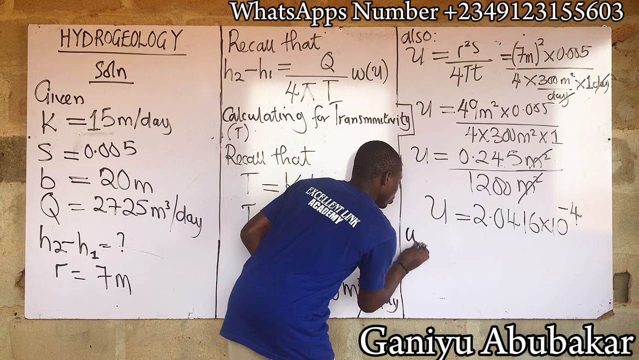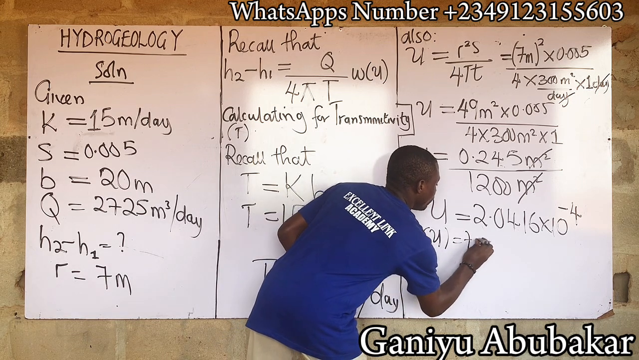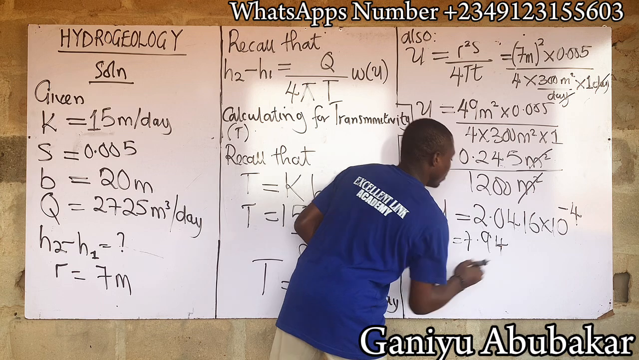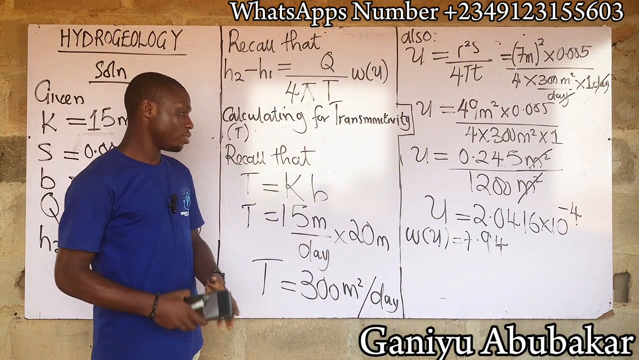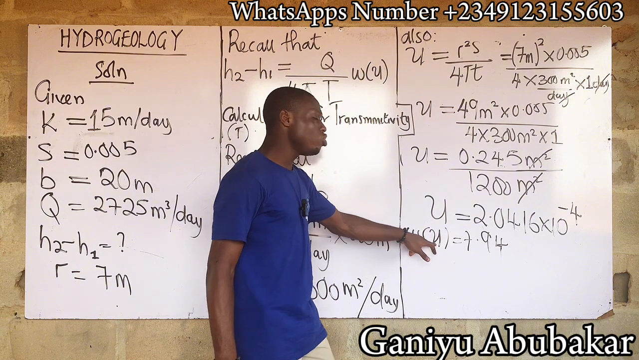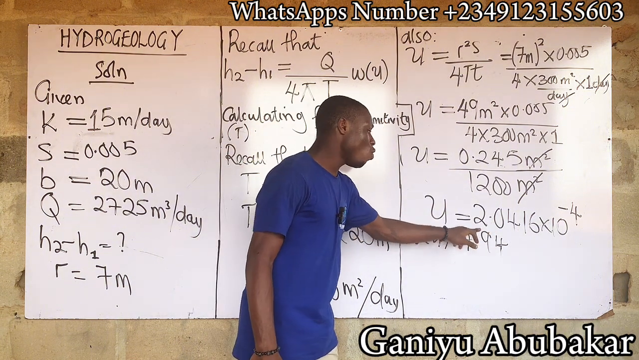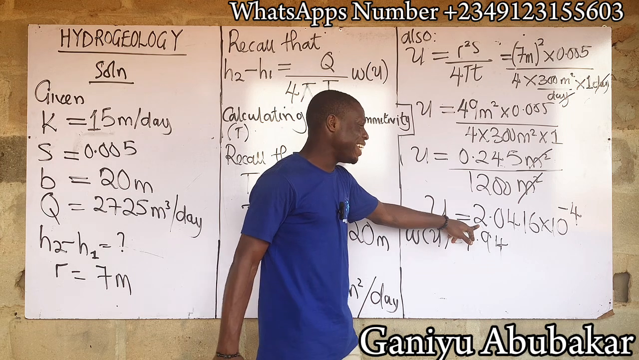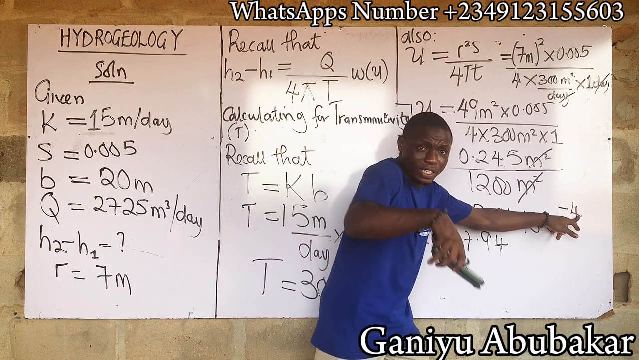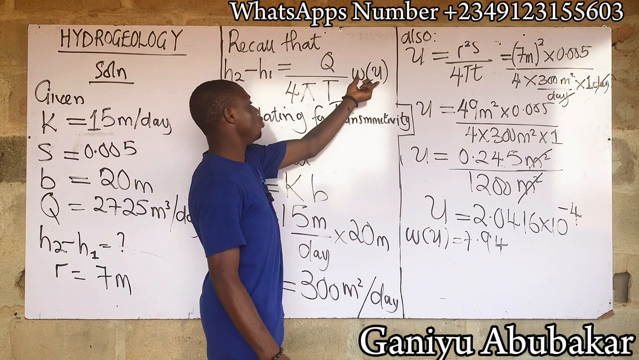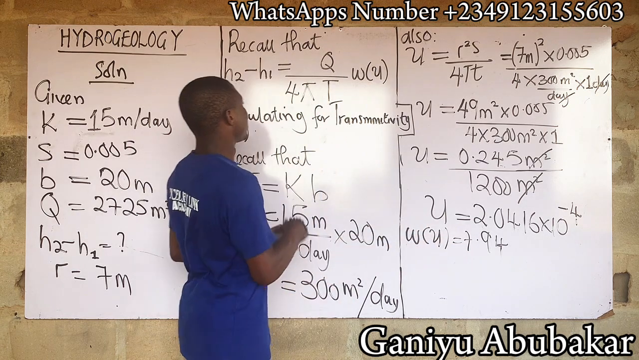So W of U here is 7.94, right? So try to check the screen. I'll drop the table on the screen. So the test is that this is your U, 2 point. Go for 2, so that 2 has an index of -4. The value you'll be seeing there is what? 7.94. So my value for W of U now is this value.